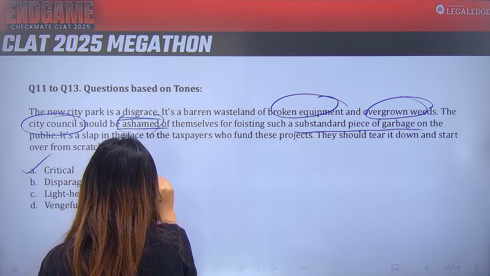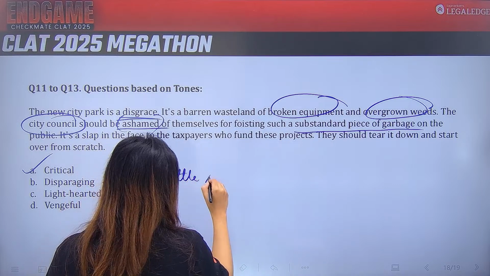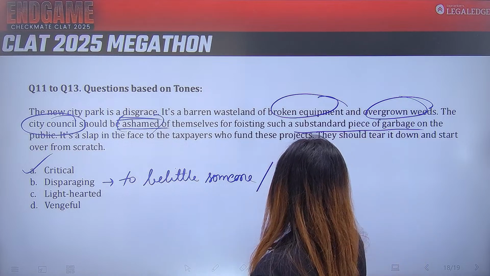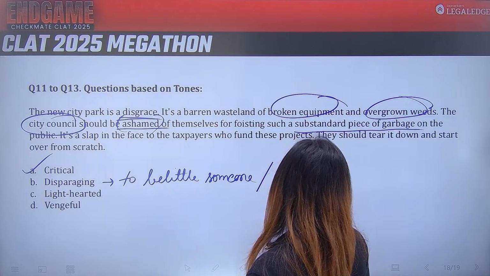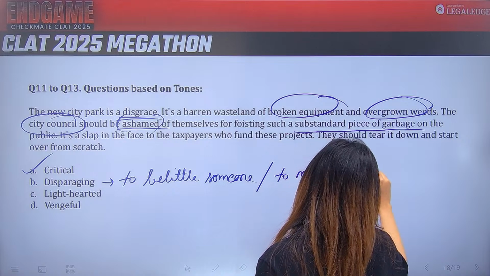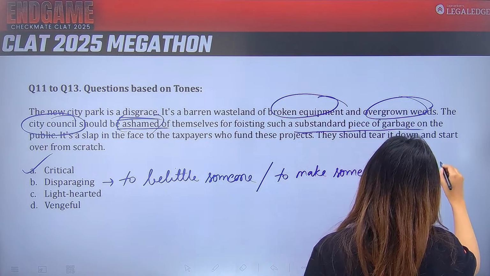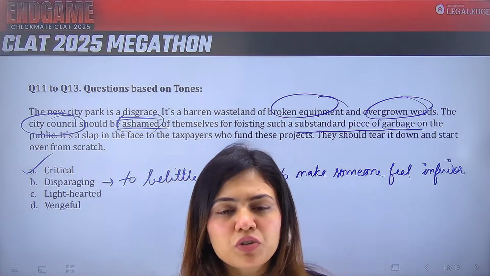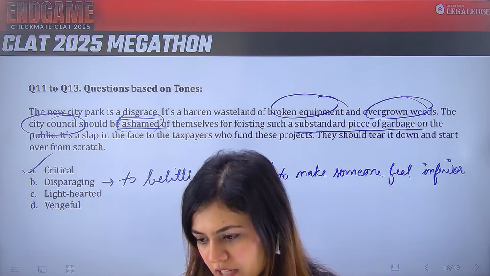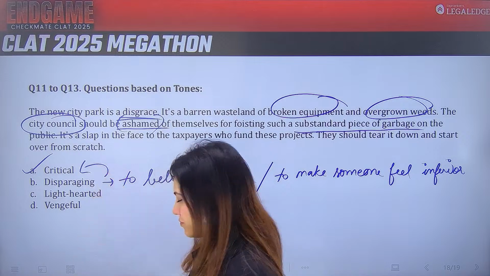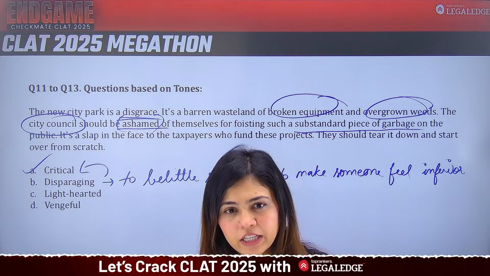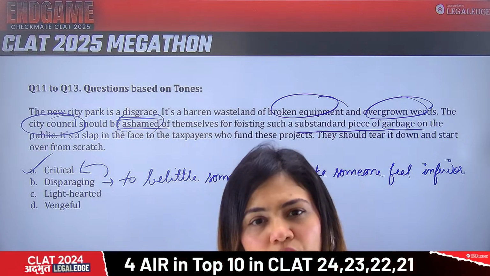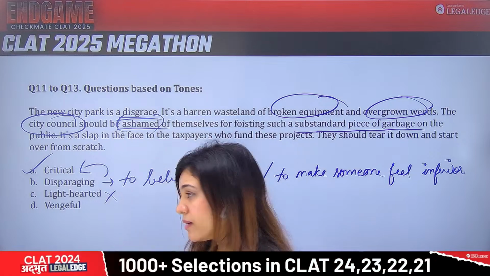Disparaging means to belittle someone. I'm sure that you guys got confused between these two. To belittle someone means to be condescending, to make someone feel inferior. So was this the tone here? If it had been about a person, then still option B would have made sense. But we are talking about the city council, which is an authority. So this is actually a part of this. If we were talking about a person, belittling would have been more suitable. Now, light-hearted was definitely not it. Using such negative words, you are saying it is light-hearted? So no. And vengeful means to seek revenge.